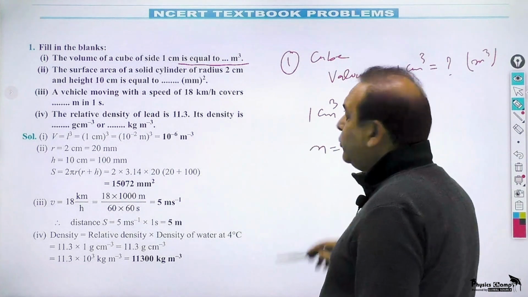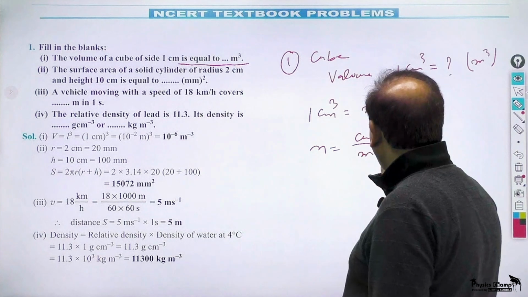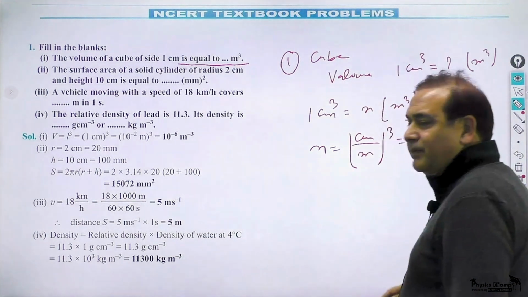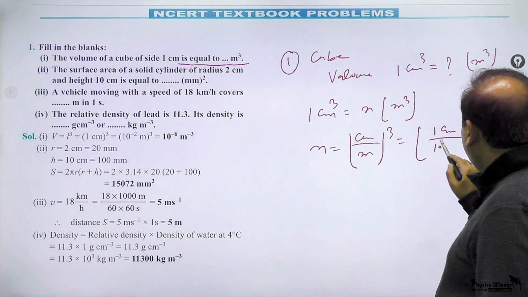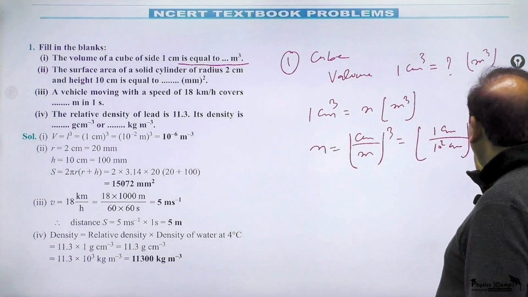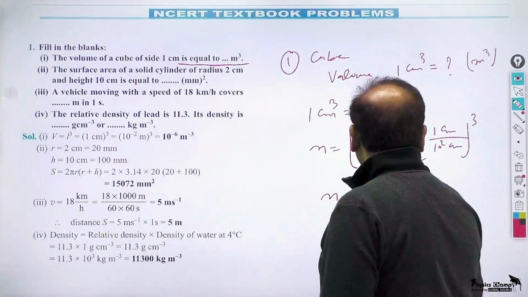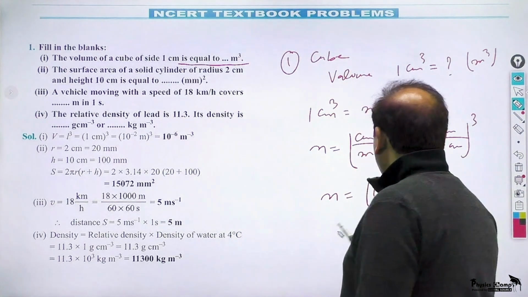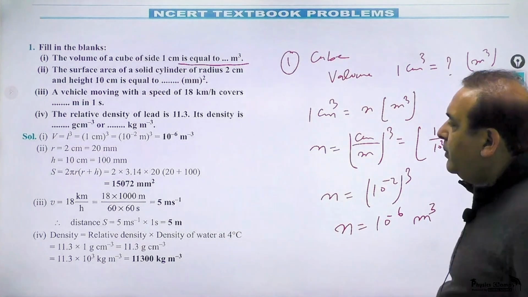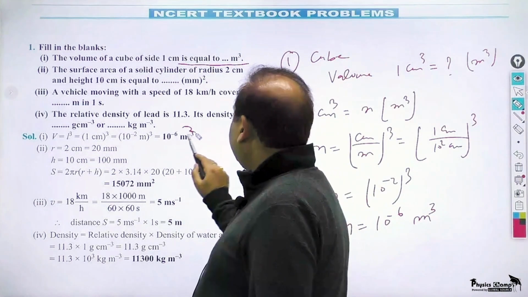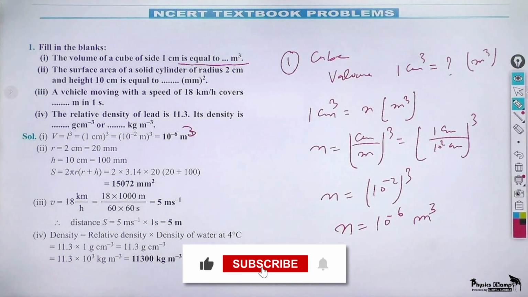To find how many meter cube, it is centimeter cube divided by meter cube. So it is 1 centimeter cube divided by (10 to the power 2 centimeter) to the power 3. So this numerical value comes out to be 10 to the power minus 2 into 3, which is 10 to the power minus 6 meter cube. This is the volume in meter cube.